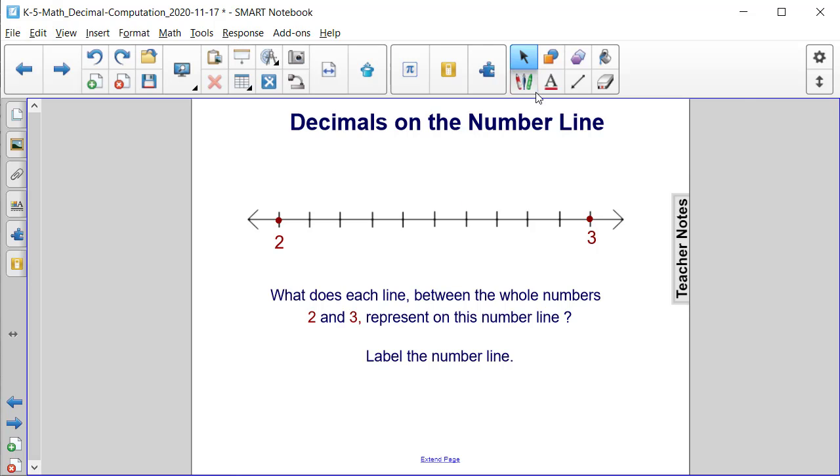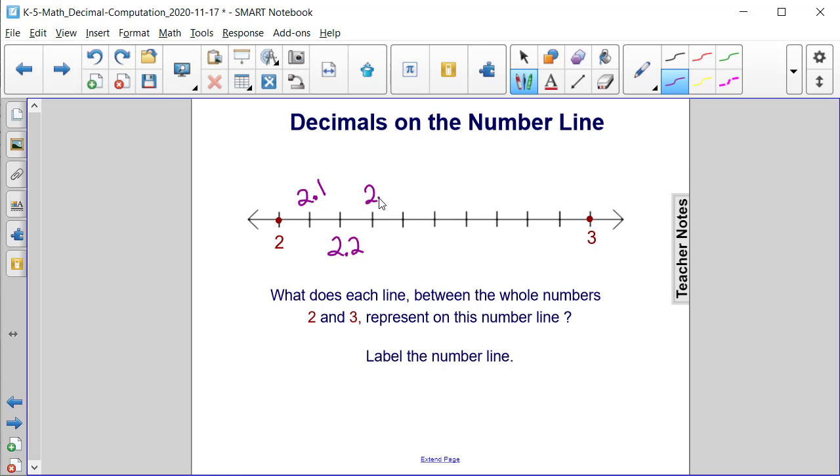They actually represent 1/10. So we can increase the value as we travel to the right on the number line by 1/10. So if this is 2 here, this is going to be 2 and 1/10. And that can be written as a decimal as 2.1. And then the next one will be 2 and 2/10, or 2.2 as a decimal.